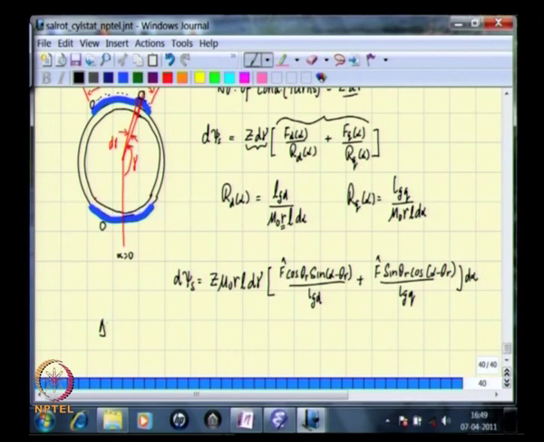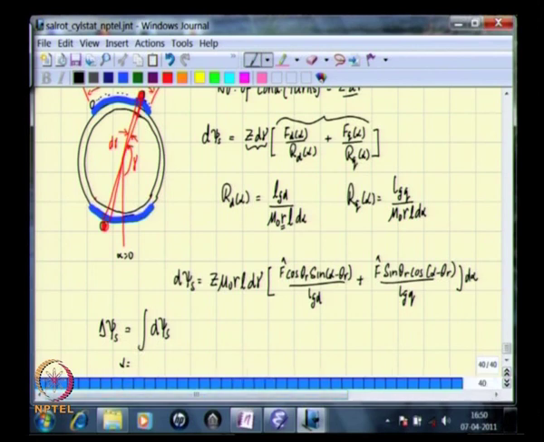So, the flux linkage of this elementary coil, let me call it delta psi s, is then the integral of d psi s. In doing this integration we have to consider the coil as it is here. This is one side and that is the other side, and we need to integrate over this range in order to get the flux linkage.